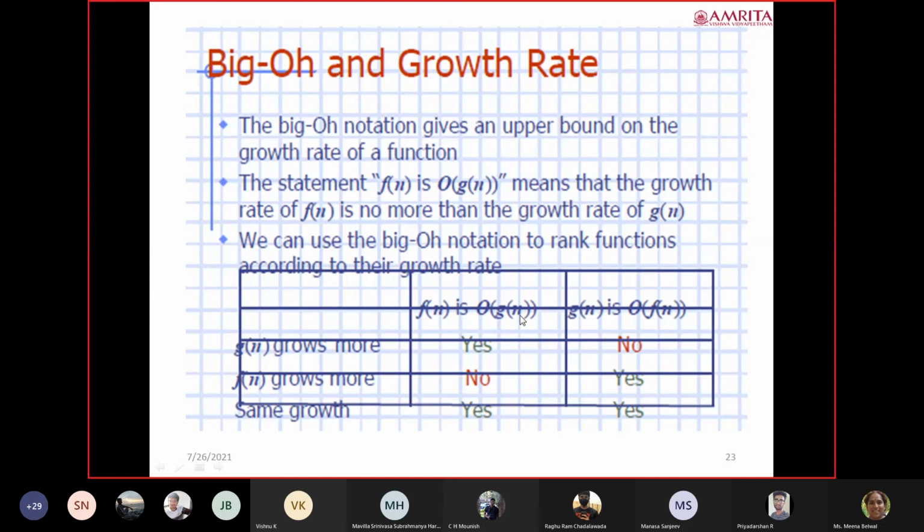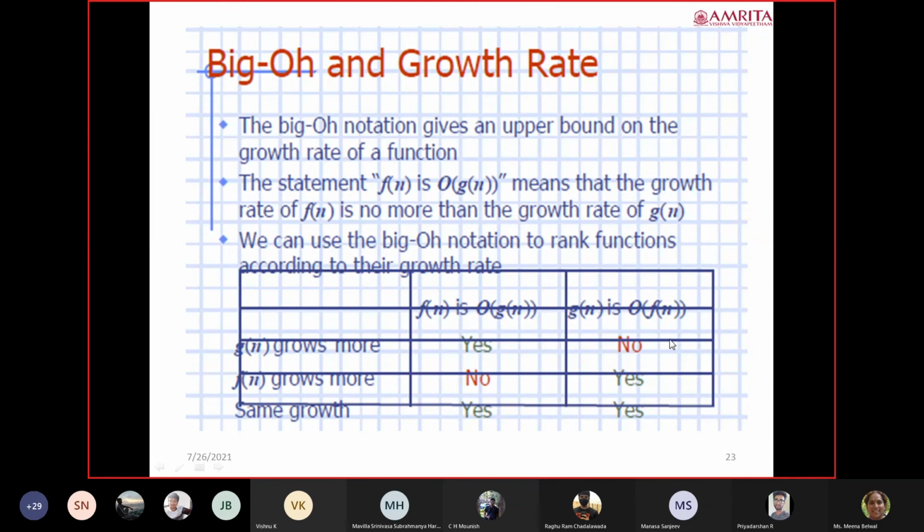We have said that Fn is O of Gn, and here we are saying Gn is O of Fn. Now suppose it is written Fn is O of Gn. Does it indicate Gn grows more? Yes, it indicates Gn grows more. Does it indicate Fn grows more? No, Fn cannot grow more than Gn. But does it say that Fn grows the same as Gn? The answer is yes. What we are trying to say is Fn is O of Gn means Gn grows more, and they may also have the same growth because Fn is less than or equal to O of Gn.